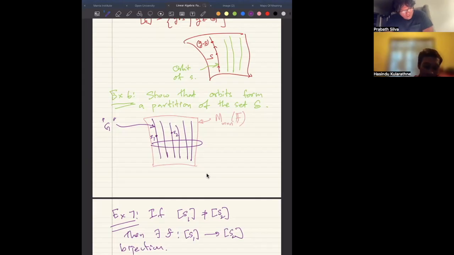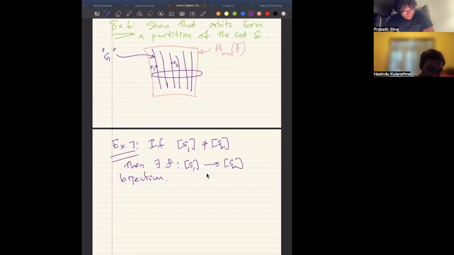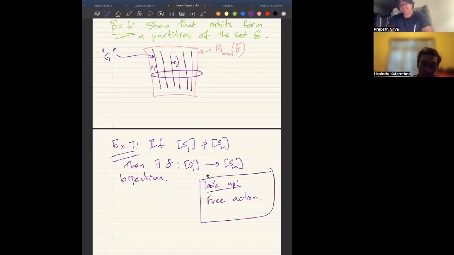There is something going on a little bit here, so you might want to look up free actions. What's going to happen is that when you multiply by a group element that is not the identity, it moves you away from the starting point. Sometimes you can have a group action where multiplying by the group element doesn't move the point. Free means the former, and you need that to prove this. It is easy to prove that this action is actually a free action. The picture is really nice.